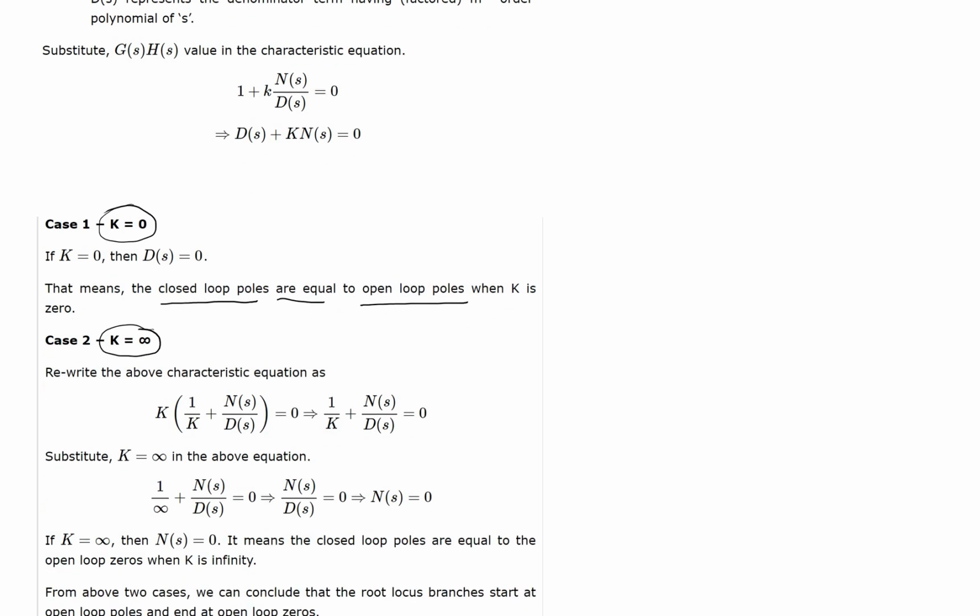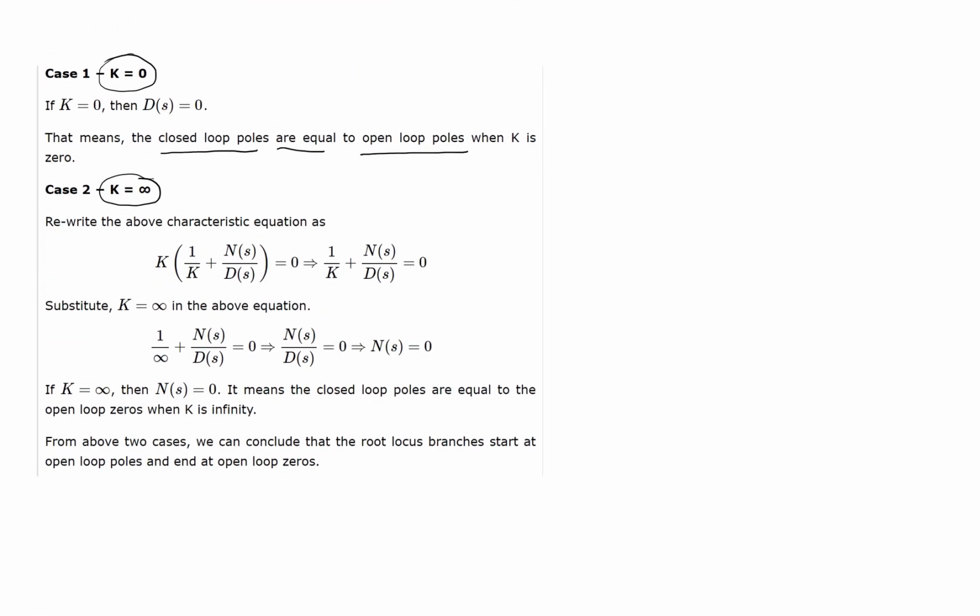In this case, we do a little bit of manipulation, and what we find is that the closed loop poles are equal to the open loop zeros or infinity. And so we can conclude that the root locus branches start at the open loop poles and end at the open loop zeros. That's an important distinction that you need to make. We're going to start at the open loop poles and end at the open loop zeros.